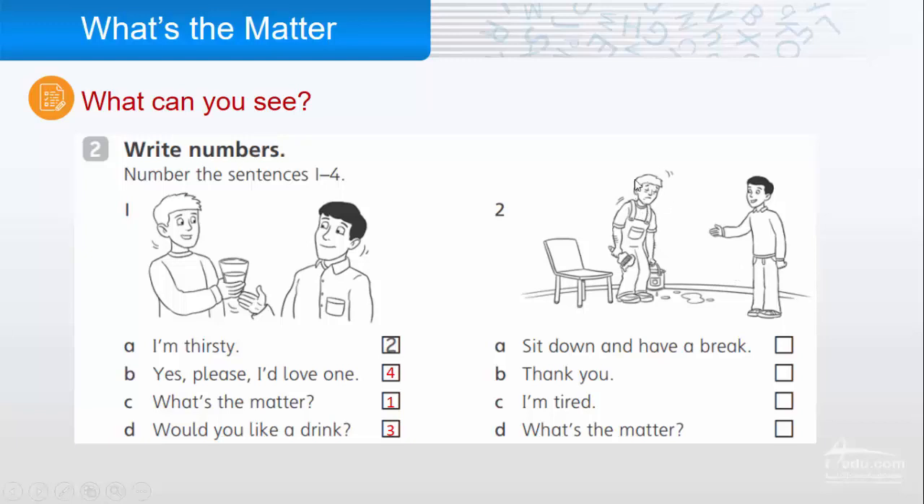We have a painter. He looks very tired. So, 1. What's the matter? 2. I'm tired. 3. Sit down and have a break. 4. Thank you. From the beginning, what's the matter? I'm tired. Sit down and have a break. Thank you.